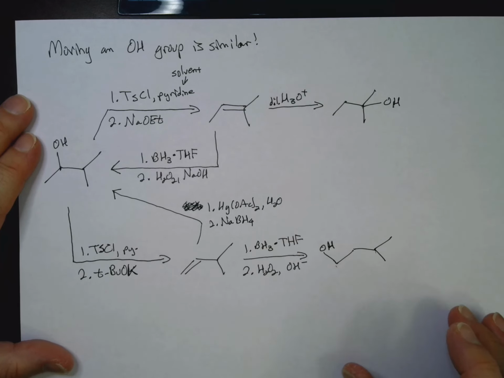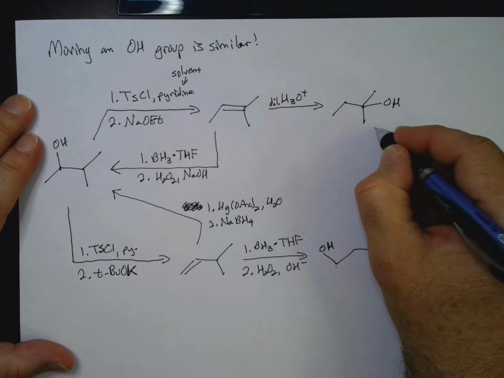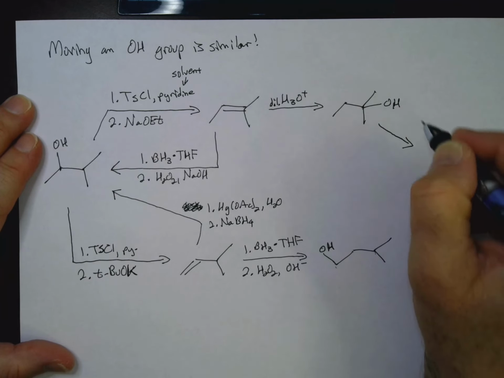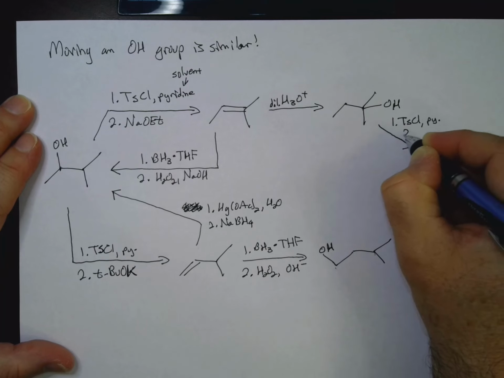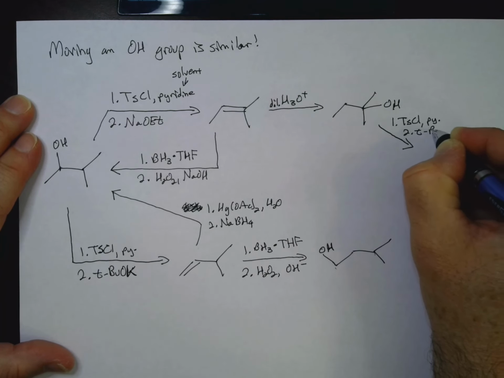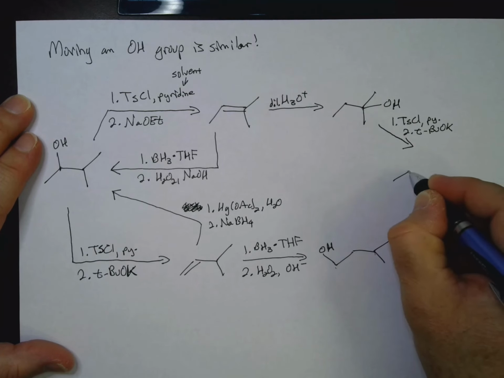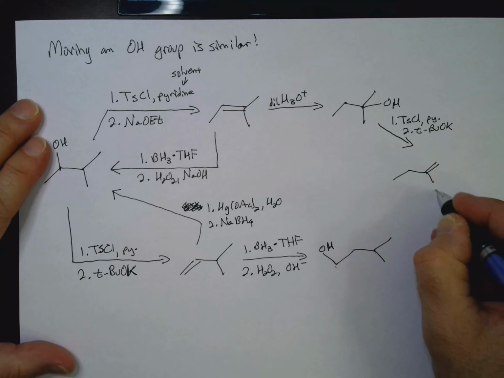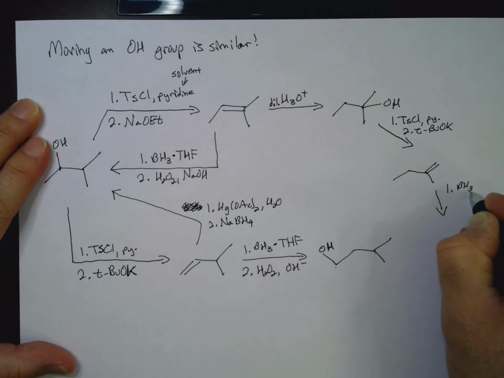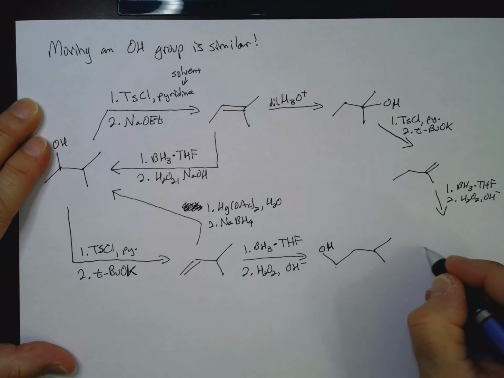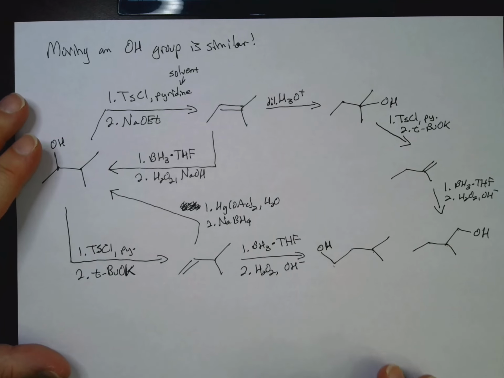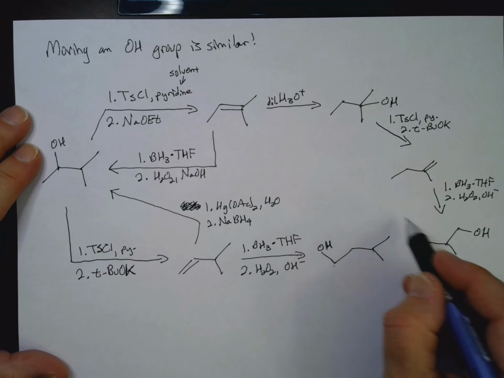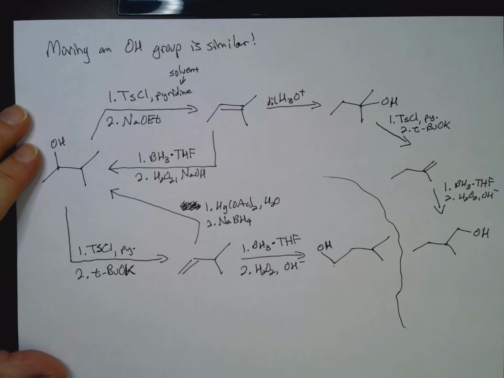Okay. And again, I could treat this guy here with TsCl and pyridine, and then t-BuOK, and I would get the double bond. And then that guy, I could do BH3·THF, then H2O2, OH minus. And once again, I've moved it to the other one as well. So anyway, let's just kind of set that aside there.